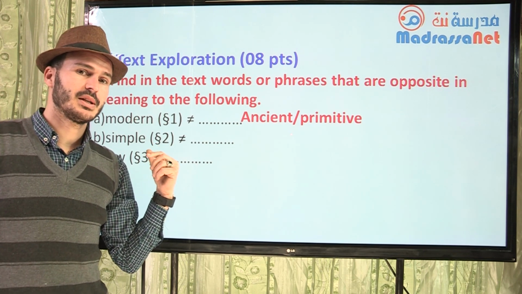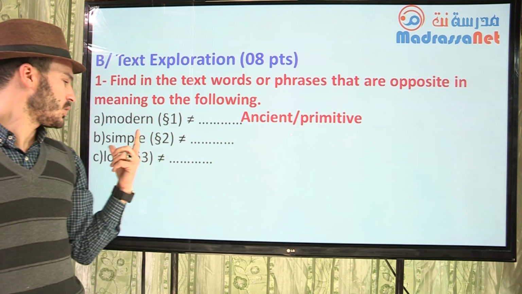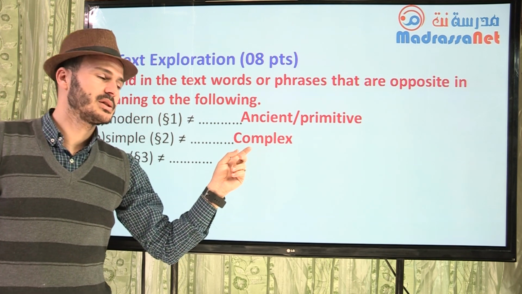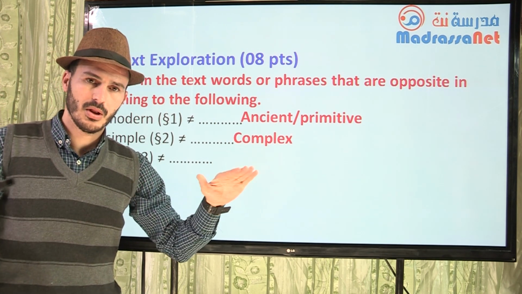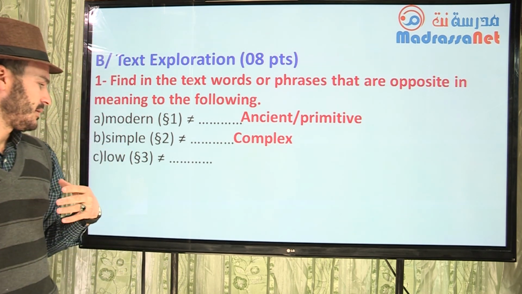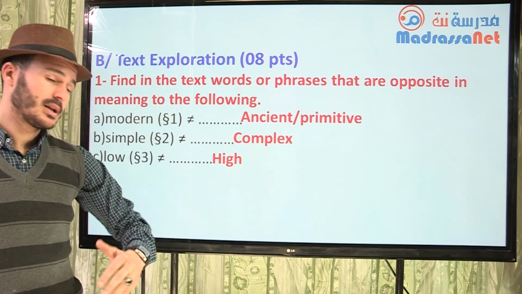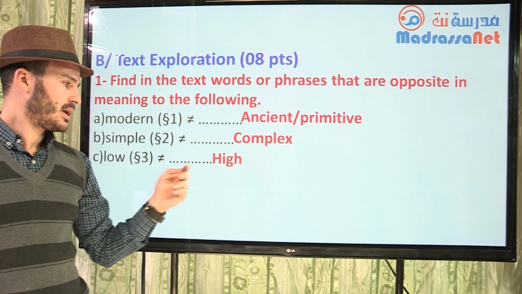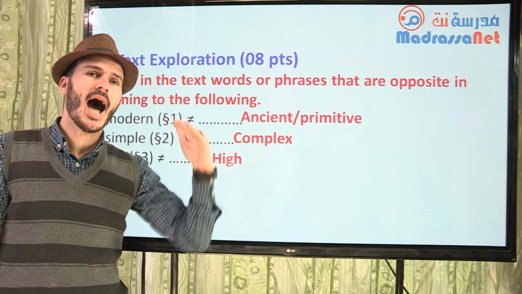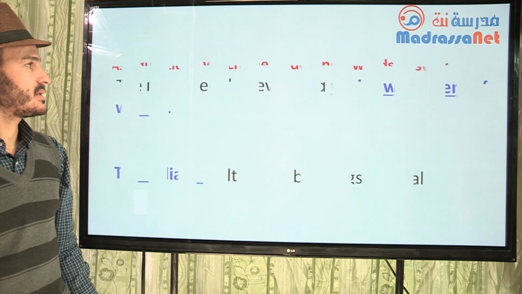Now simple in paragraph 2. So you go to paragraph 2, read it carefully again, and try to find the antonym, the opposite of this word simple. You will find complex. The word complex. We have something simple and something complex. Complex irrigation system. Complex means complicated. Low, something low like a low voice, etc. In paragraph 3, the opposite of low mentioned in this paragraph is high.